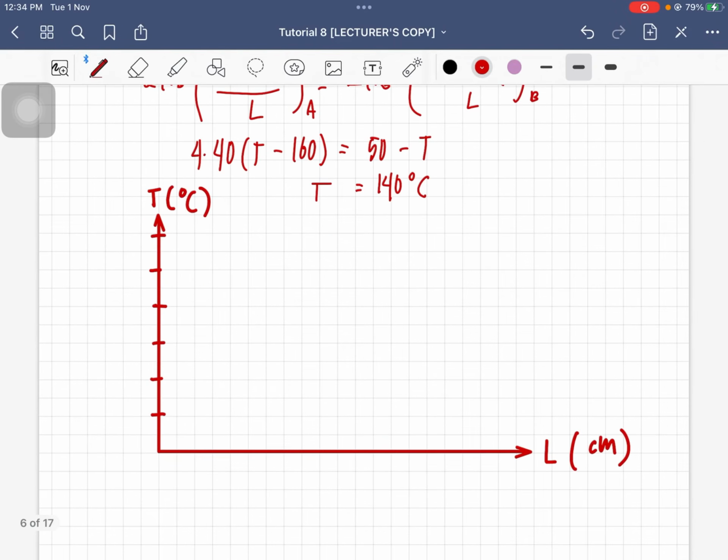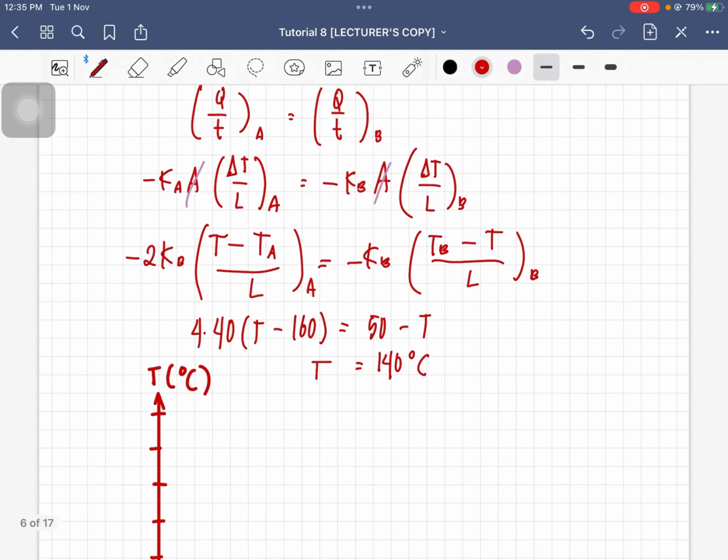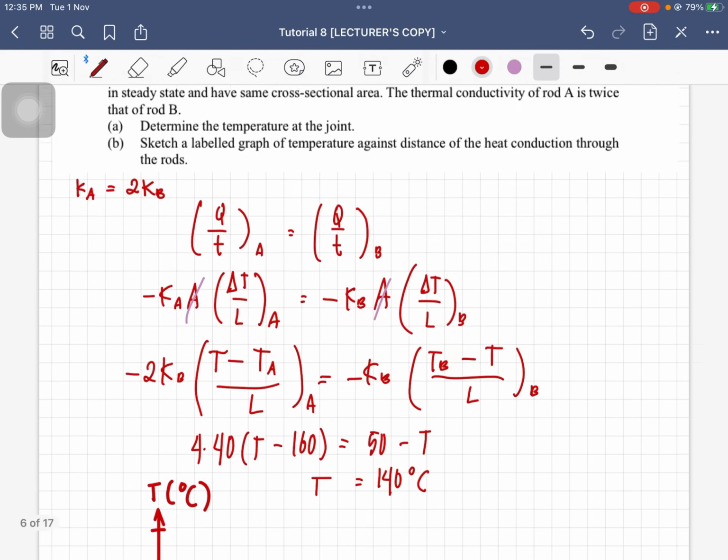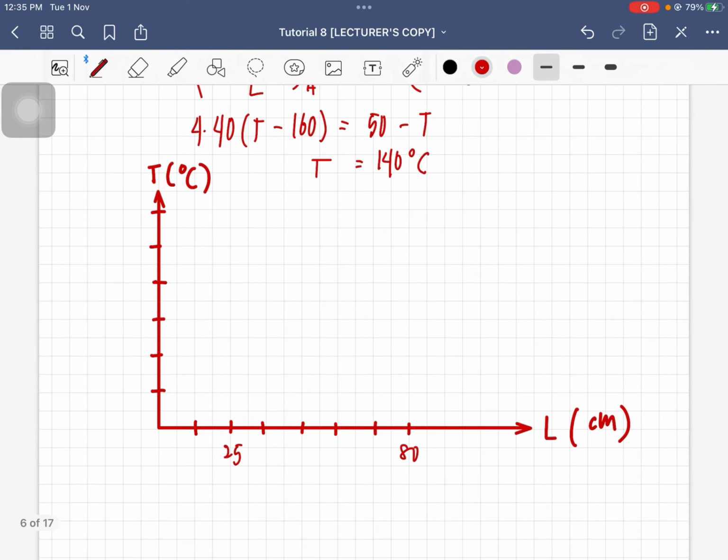And then we have somewhere here, assuming this is 25, and somewhere here 80, because the longest distance is 80, right? 55 plus 25 is 80. So the maximum is 40, 80, 120, 160. So an example graph looks like this.